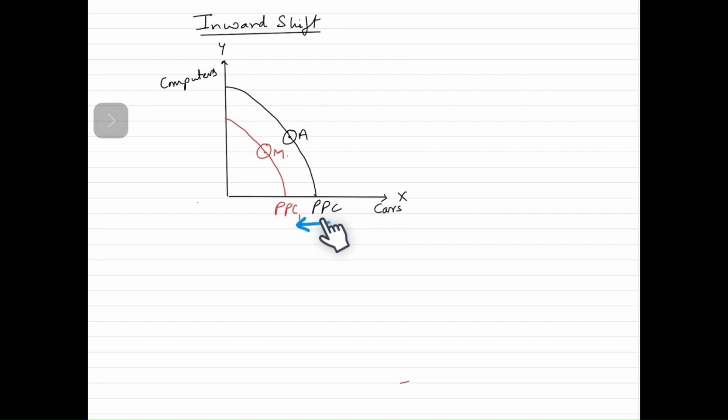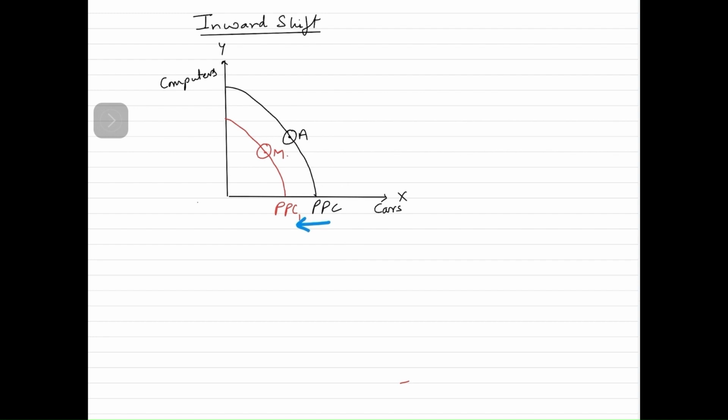So we see that this black PPC curve is the initial PPC, where the country is producing on the PPC curve at point A. Now, because of any of the factors that I just listed, the PPC curve has shifted to the left, and now it is placed at PPC 1. So the new combination of goods that are being produced at point M is way smaller than the combination that is produced at point A on the initial PPC curve.